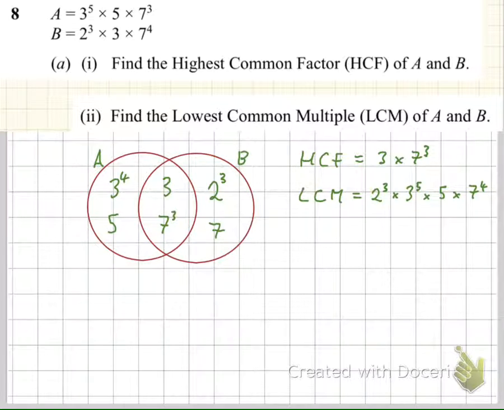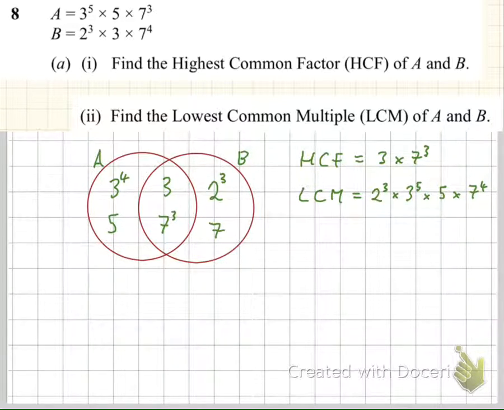So notice that 2 and 5 only appear in one of the A and B, not both. 3 and 7 appear in both, so notice that we've ended up with 3 and 7 here. And notice that the lowest power of 3 is here, 3 to the power 1. And the lowest power of 7 is this one, 7 to the power 3. So it's the lowest power on the 3 and the lowest power on the 7 that have ended up making up our highest common factor. 3 to the power 1, 7 to the power 3.